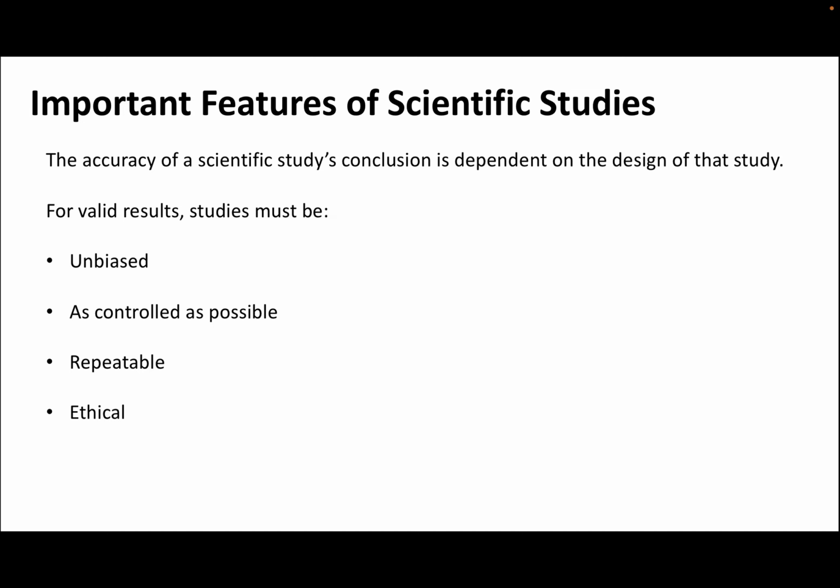The four that we're going to really focus on in this class is that the studies need to be unbiased, they need to be as controlled as possible, and these are the two features that are going to be talked about in this video. They need to be repeatable, and they need to be ethical, which are the two factors that we're going to cover in the follow-up video. So let's just go through this list chronologically, starting with unbiased.